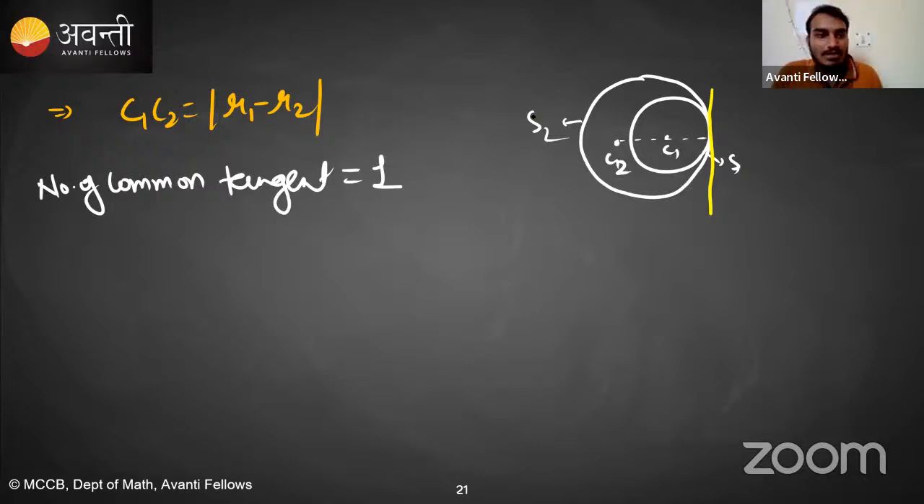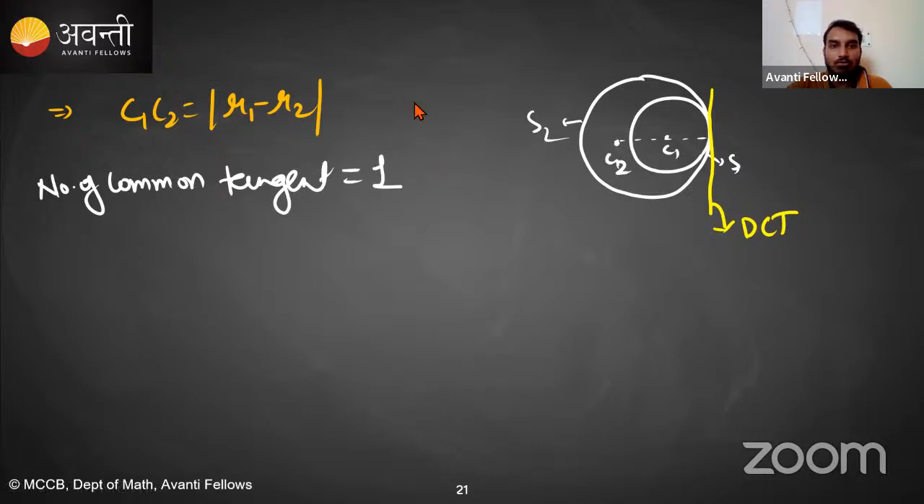So C1C2 was equal to mod of the difference between the radii. Which case was this? Case 4, I think, when one circle is internally touching the other circle. In that case, the number of common tangents is one only. And if somebody asks which tangent, direct or indirect common tangent, you can answer that too: this is a direct common tangent, since C1 and C2 lie on the same side of the tangent. Clear? Okay. If it is clear, let's move on to the next question.